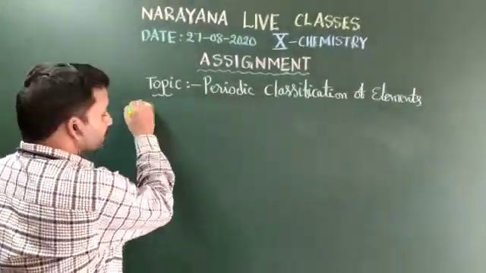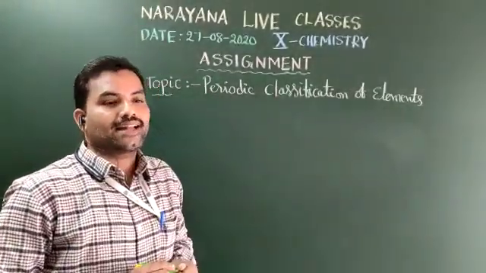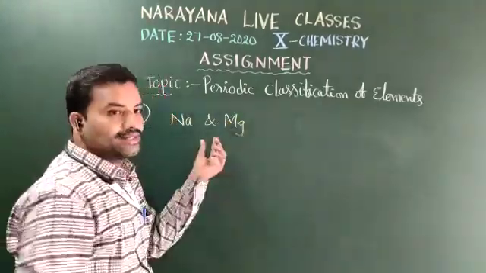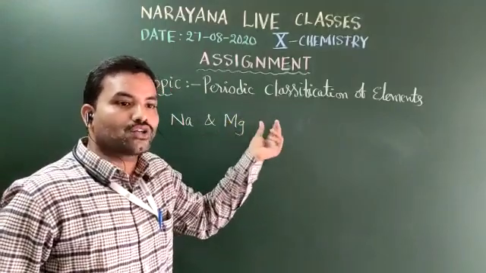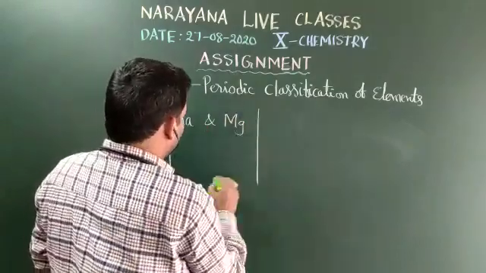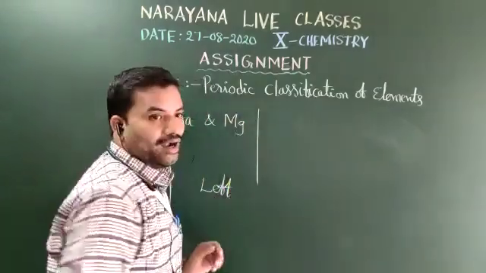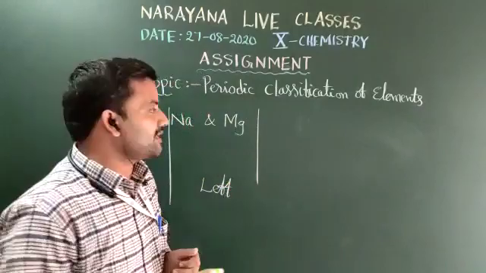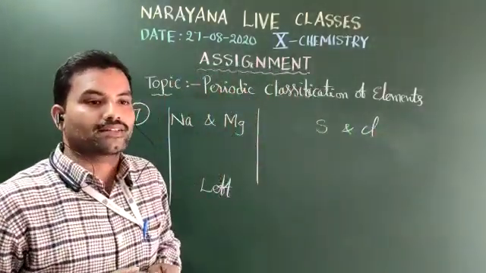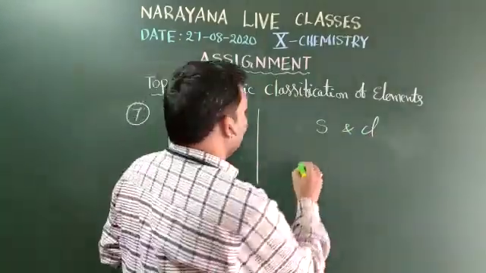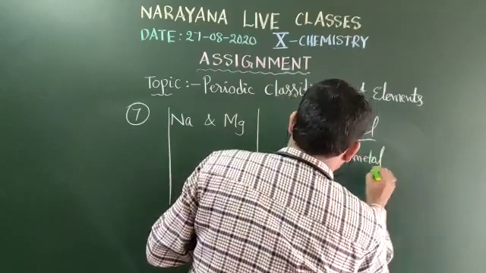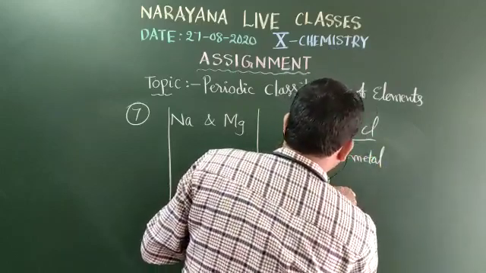And the seventh question. The metals like sodium and magnesium are towards the left side of the periodic table. Here sodium and magnesium are metals, which are placed at the left side. While the non-metals like sulfur and chlorine are found on the right side, and these are the non-metals present at the right side of the periodic table.